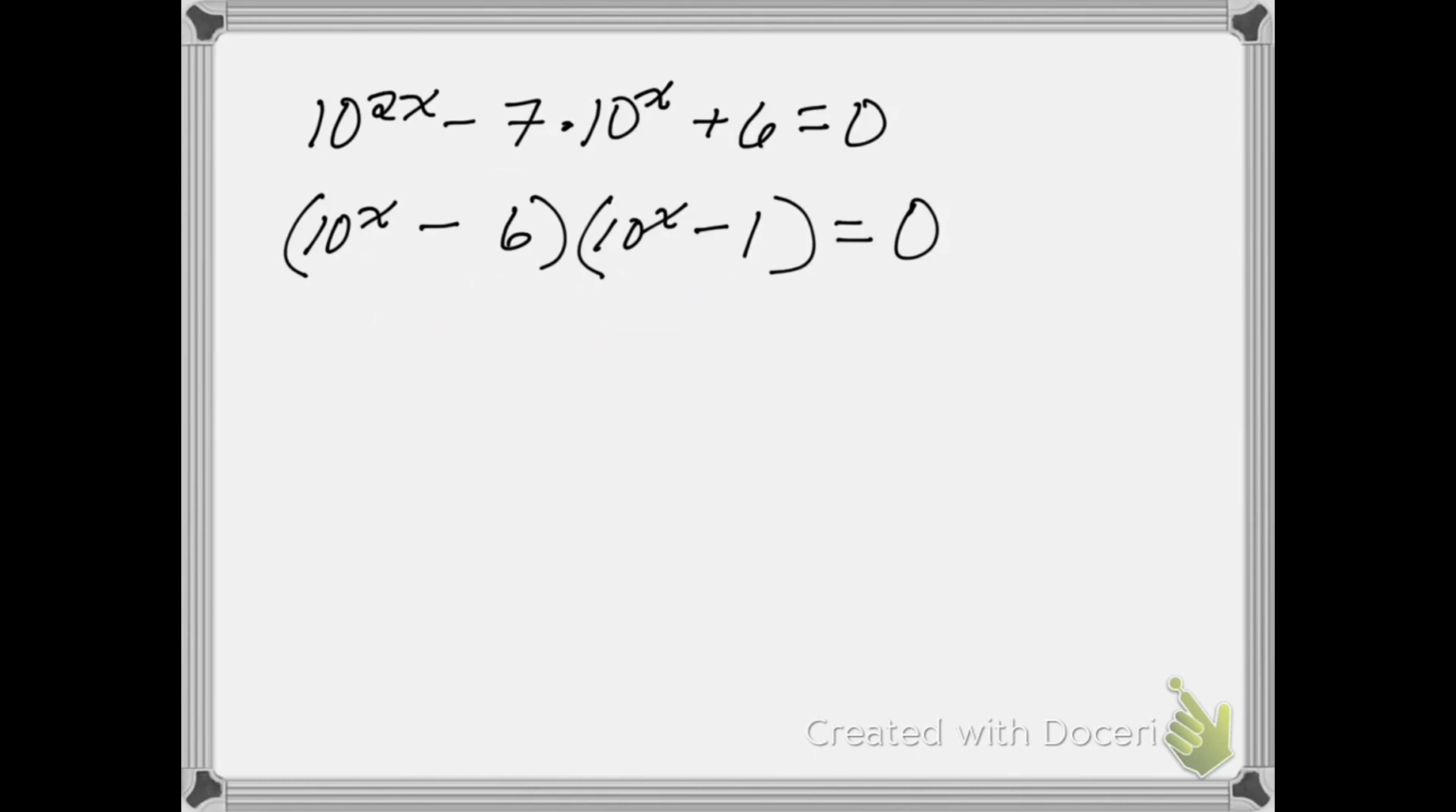From here, we're going to use the zero product property, which says that if either of these factors is equal to 0, then the entire expression would be equal to 0. And now we're in more familiar territory, because if you're looking at this video, you've probably been solving variable exponents and using the definition of a logarithm.